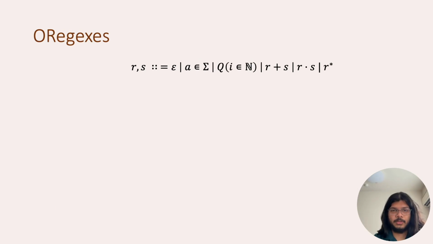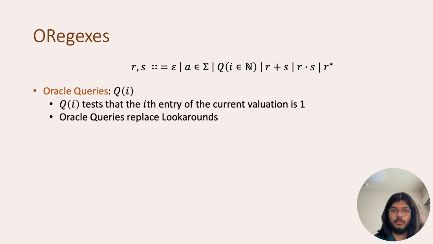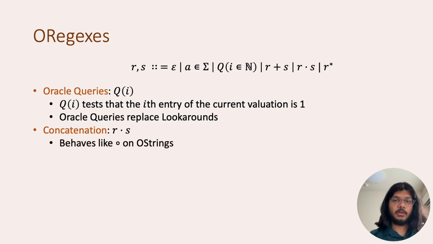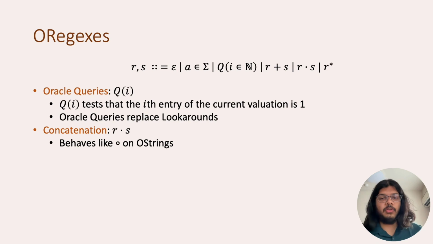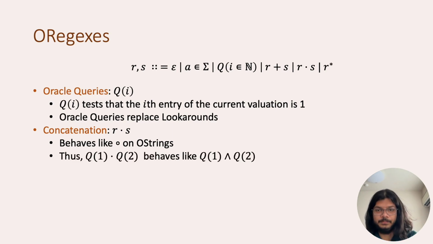Instead of lookaround expressions, O regexes contain oracle queries, which we denote using the notation qi. Recall that each valuation is a list of booleans. The oracle query qi tests that the ith entry of the current valuation is true. Note that the concatenation of O regexes corresponds to the concatenation of O strings. Therefore, when we have concatenation of two queries, they behave like a conjunction.